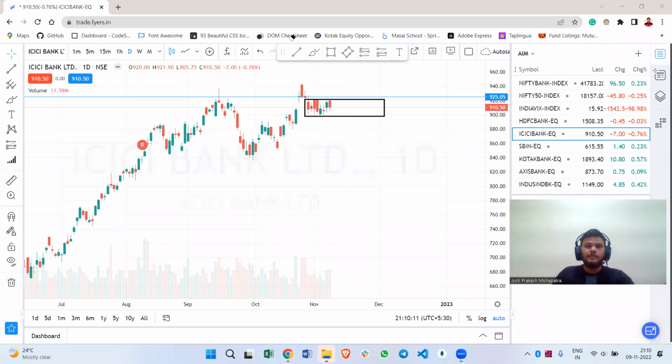If it opens gap down or opens flat and it continuously goes down, and if it closes below 910, then we can expect some selling pressure here, and our target will be 905 first. Second target we can set to round level 900.